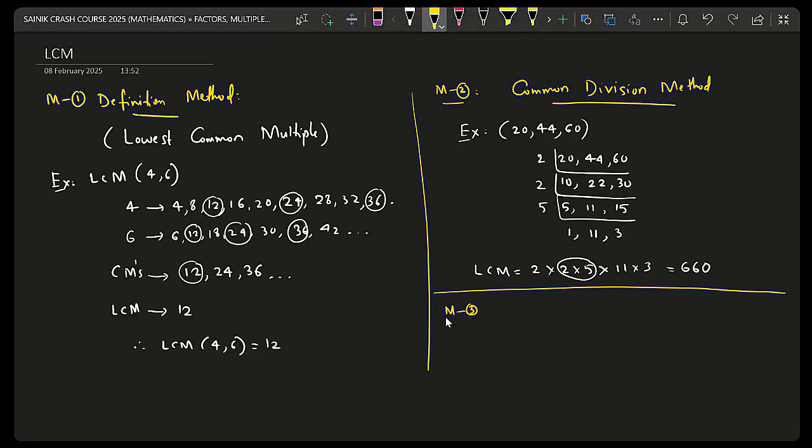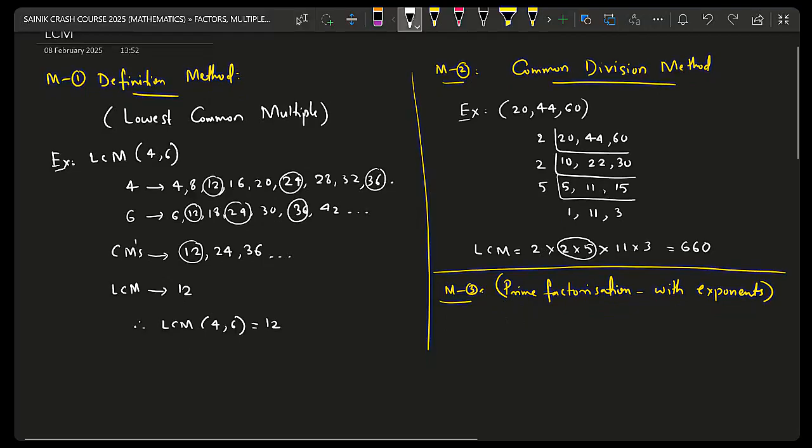Method number 3 is prime factorization with exponents. So for HCF we discussed 5 methods, but for LCM we have only 3 methods. So prime factorization with exponents we are going to discuss.